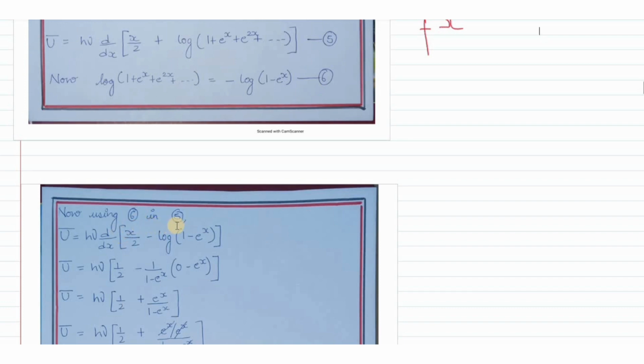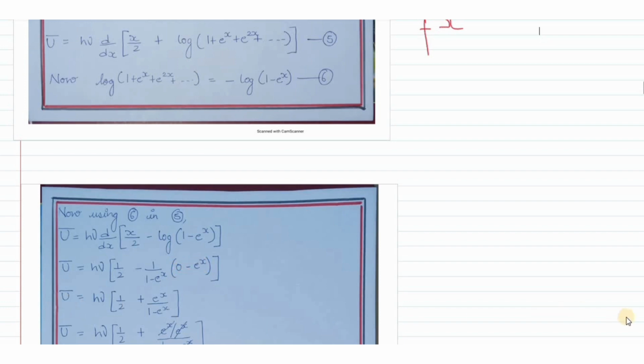So now using equations number 6 and 5, we get u bar is equal to h nu d by dx of x by 2 minus log of 1 minus e to the power x. Now differentiating this, we get d by dx of x by 2, which is 1 by 2, minus, now again differentiating this term, we get 1 by 1 minus e to the power x, and differentiating the term inside, we get 0 minus e to the power x.